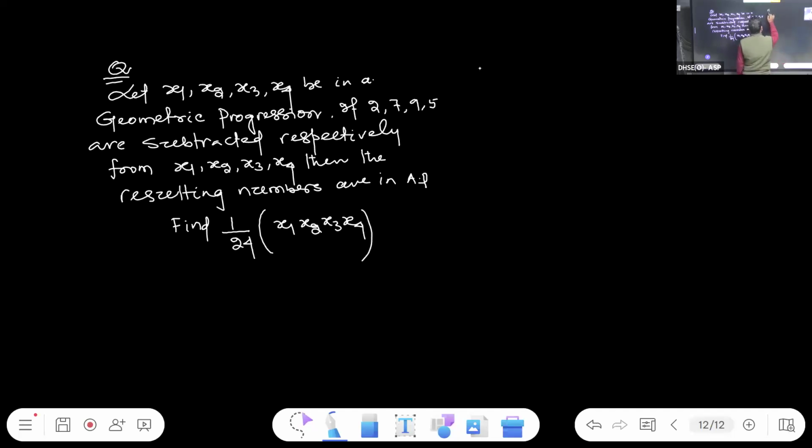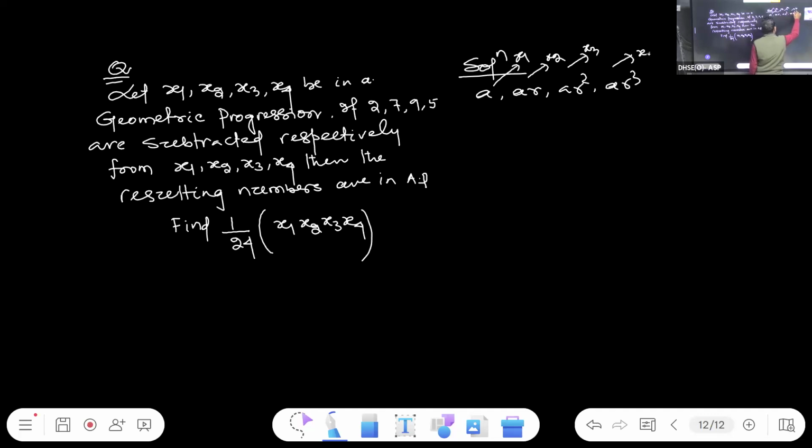Okay, guys, come for the solution. Let the GP be a, ar, ar squared, ar cubed, that is x1, x2, x3, x4. This is x1, this is x2, this is x3, and this is x4, right? So we have to subtract 2, 7, 9, 5. So a minus 2, ar minus 7, ar squared minus 9, and ar cubed minus 5. These are in AP.